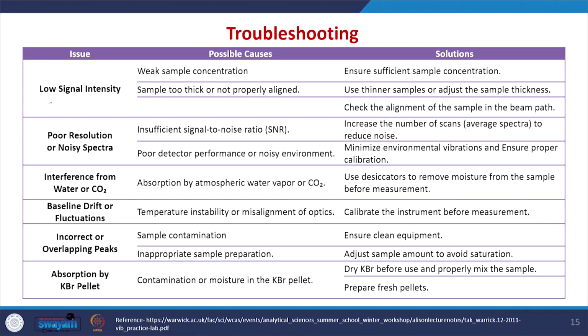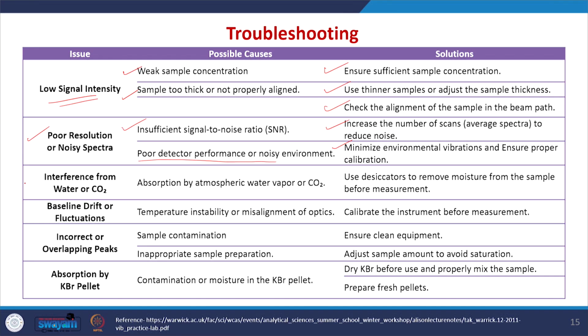Let us see some of the common issues which we face when we do FTIR spectroscopy and how to overcome them. The first issue is low signal intensity. It may be due to weak sample concentration, or the sample is too thick or not properly aligned. Ensure that you have sufficient sample concentration, use thinner samples, and also check the alignment of the sample in the beam path. The next issue is poor resolution or noisy spectra. It may be due to an insufficient signal to noise ratio, poor detector performance or a noisy environment. This can be overcome by increasing the number of scans to reduce the noise, minimizing environmental vibration and ensuring proper calibration.